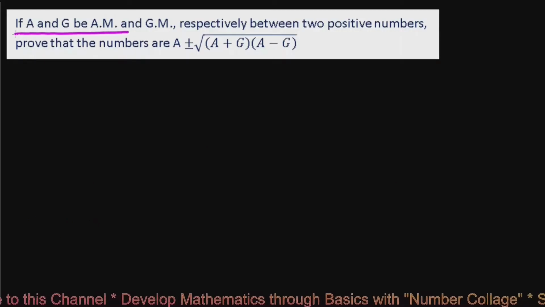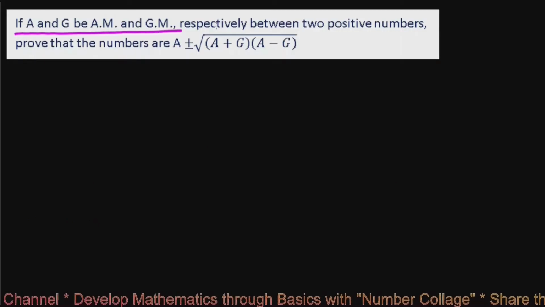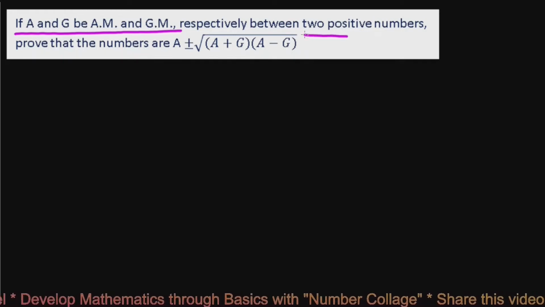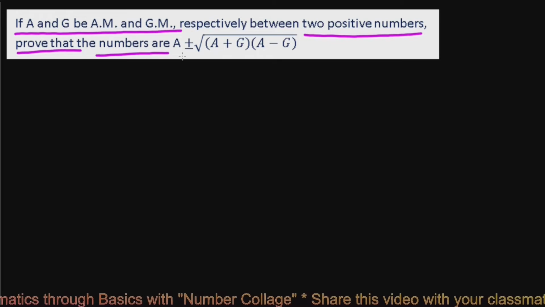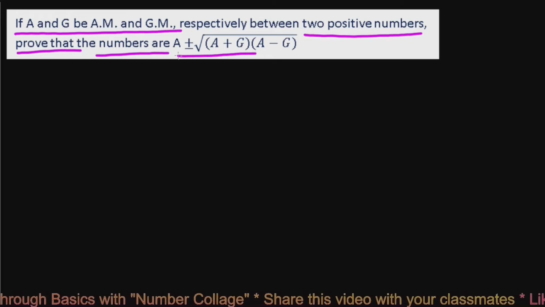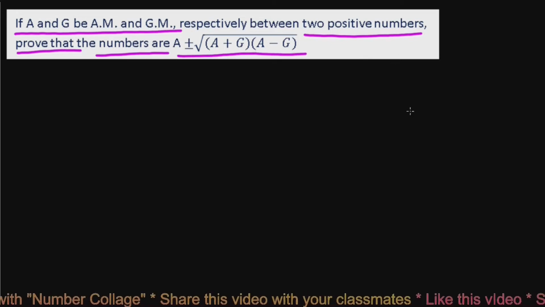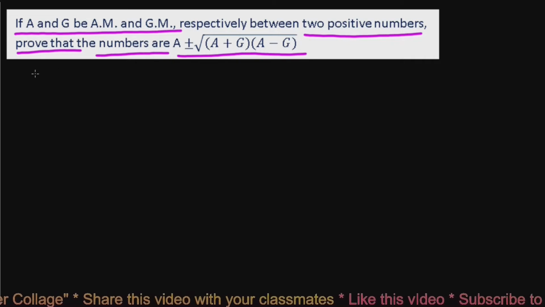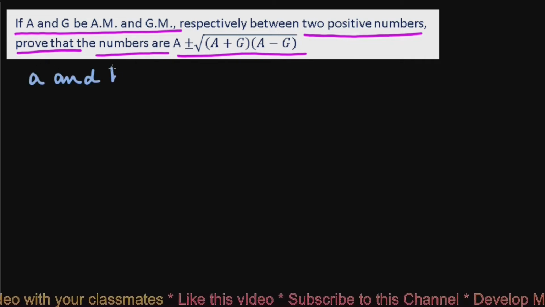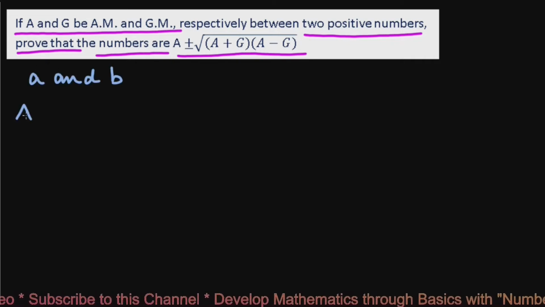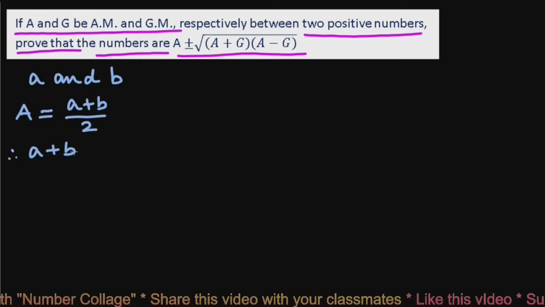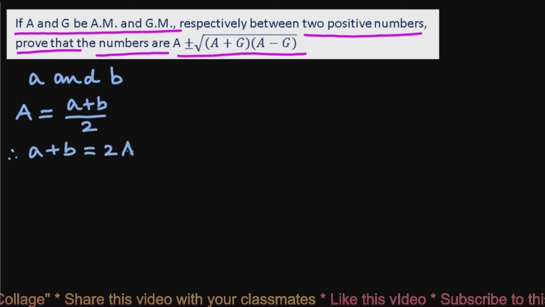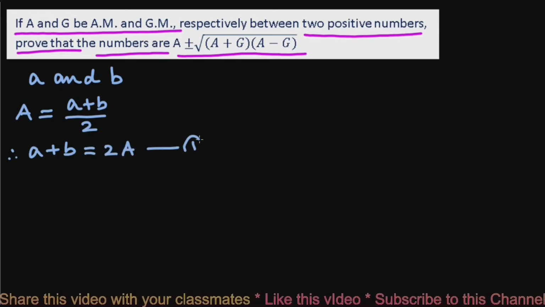Next problem is, if A and G be the arithmetic mean and geometric mean respectively between two positive numbers, then we have to prove that the numbers are A plus minus square root of (A plus G) into (A minus G). We will assume the two positive numbers to be a and b. Their arithmetic mean A will be (a plus b) upon 2. Therefore we get a plus b equals 2A. We name this equation 1.